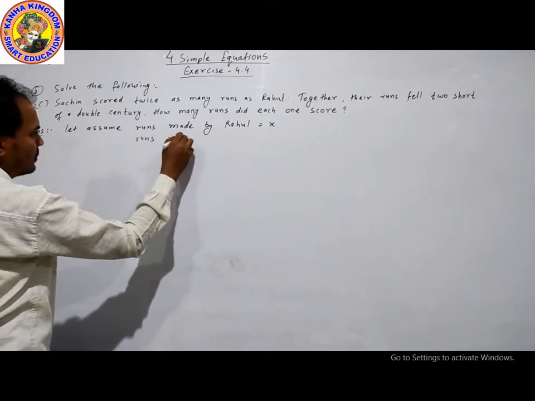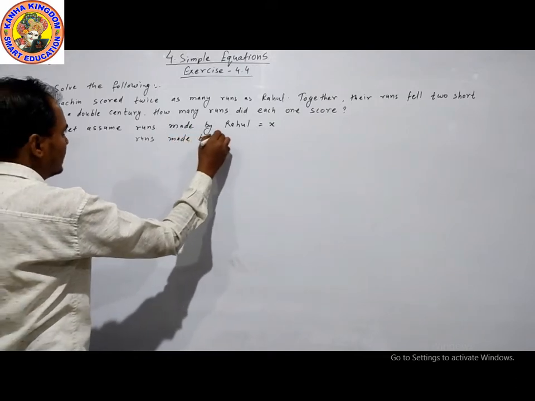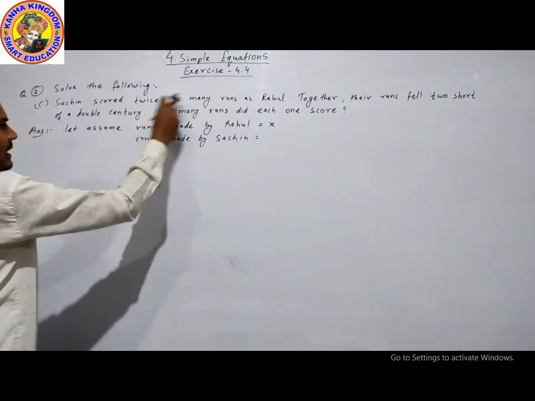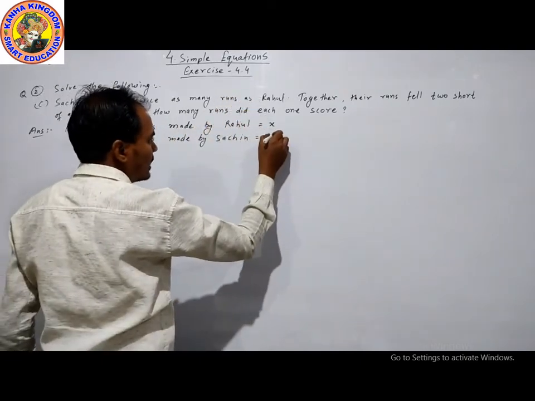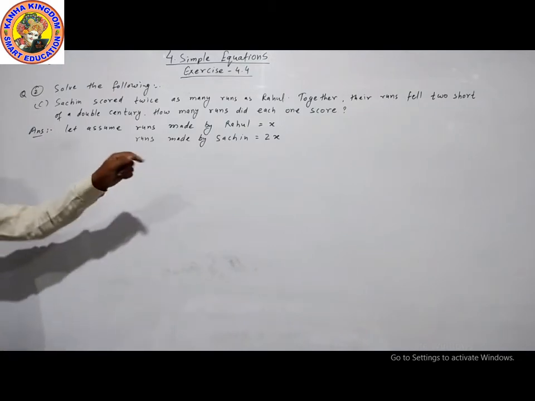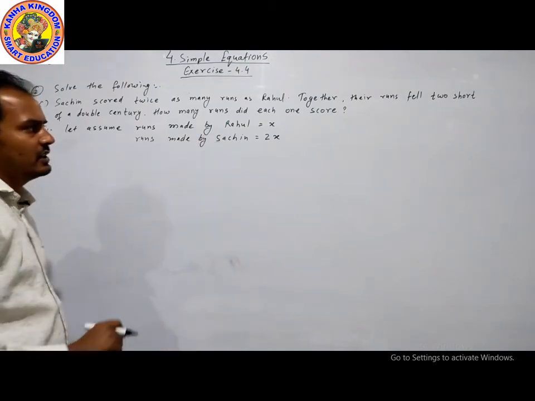Runs made by Sachin is twice Rahul. 2 times Rahul means 2x. Runs made by Rahul is x. Runs made by Sachin is 2x.